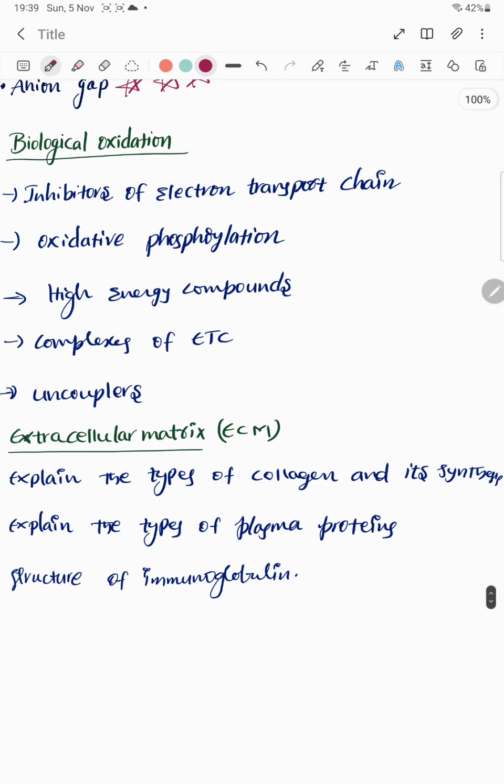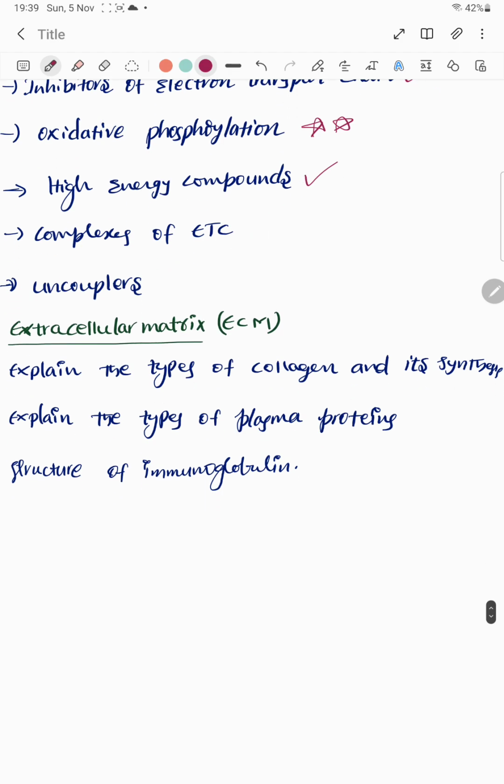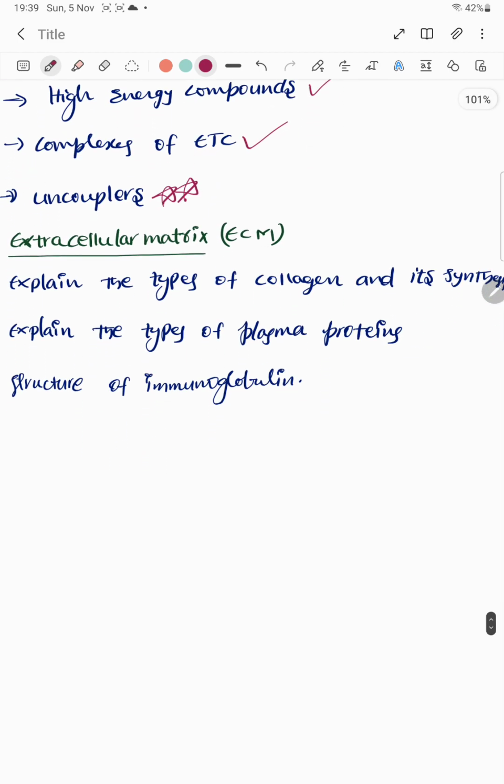Okay. Biological oxidation. From biological oxidation, everything is important. Mostly inhibitors of electron transport chain may be MCQs, tick mark. Oxidative phosphorylation, star mark. High energy compounds, tick mark. Complexes of ETC, either we can be asked in viva, sometimes in MCQs, so tick mark. Uncoupler, star mark. Okay. Extracellular matrix, these 3 questions are from miscellaneous topics of biochemistry.